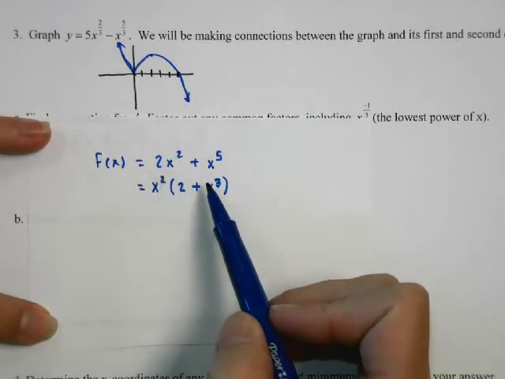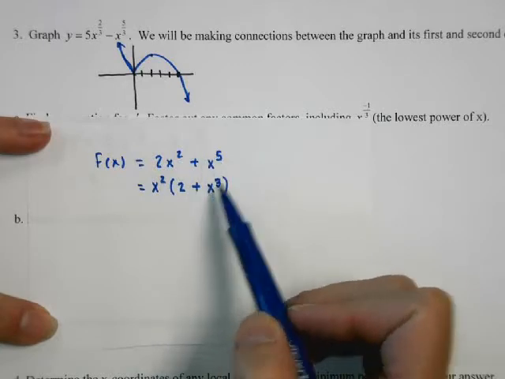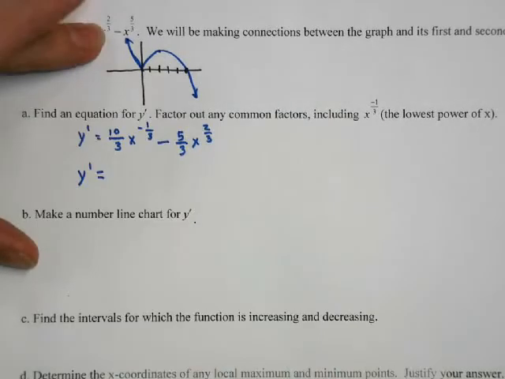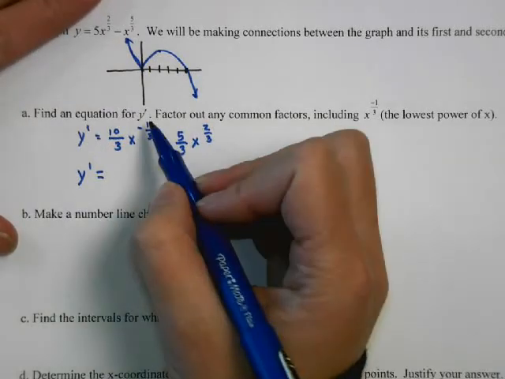Now here, my smallest power is x to the 1/3. I have a constant that I can pull out of 5/3.